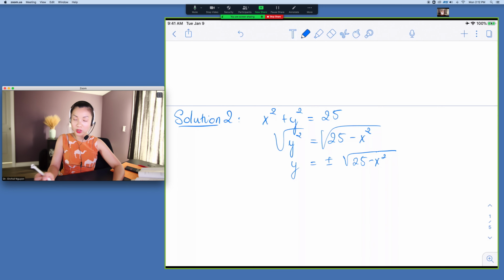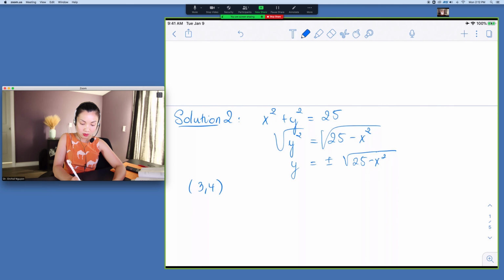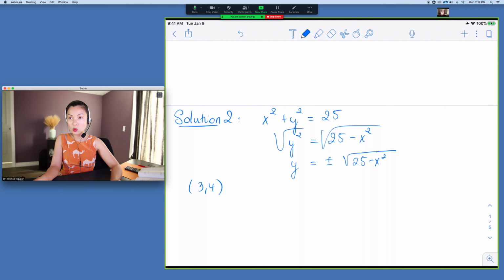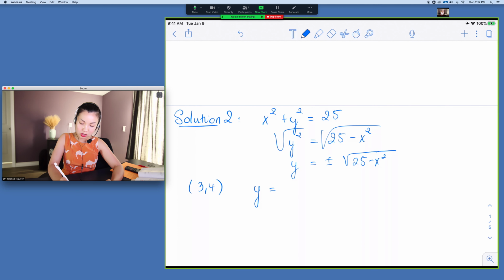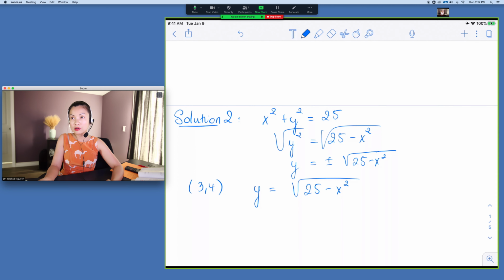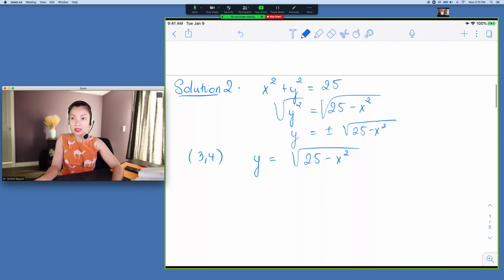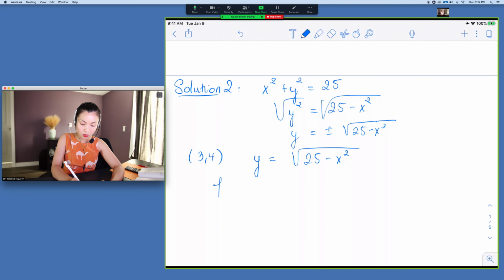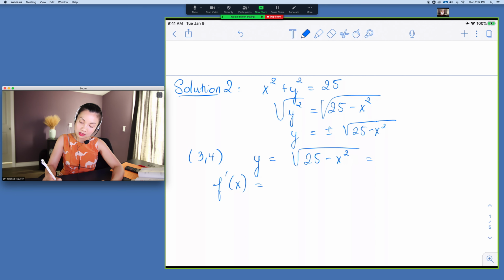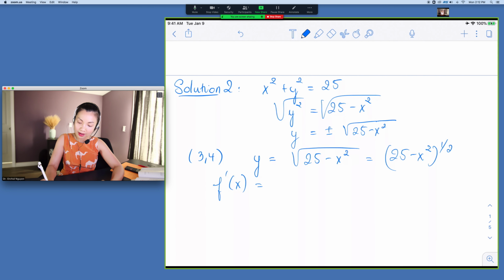Now, the point we considered is 3, 4, which is positive, so I don't have to worry about the negative. I'm just going to take y equals the square root of 25 minus x squared. So we consider this function. Now we're going to take the derivative. What is the derivative here? Don't forget, this is 25 minus x squared to the 1/2.